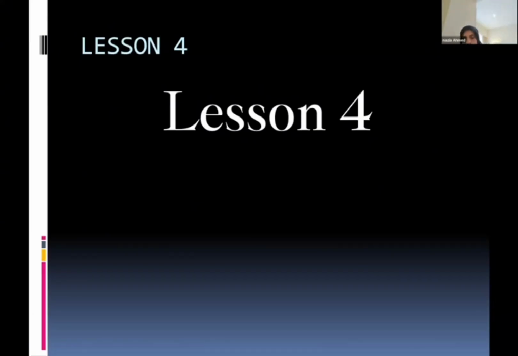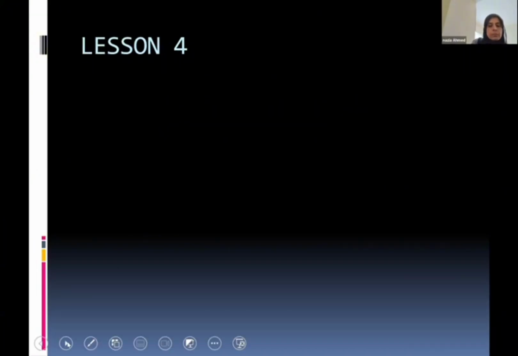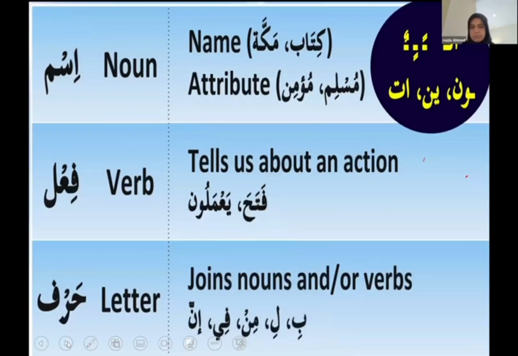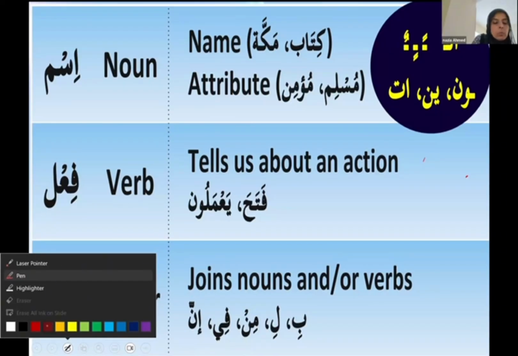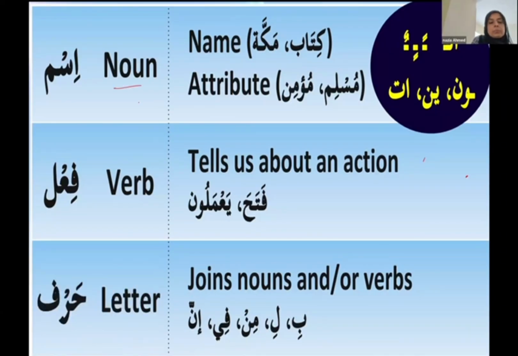Okay, so let's make a start. So far, we've been studying ism, which is noun. As I told you, in Arabic we have three big families: noun, verb, and letter. We've been studying noun so far. Today we're going to move to the third family, which is called the letter family.